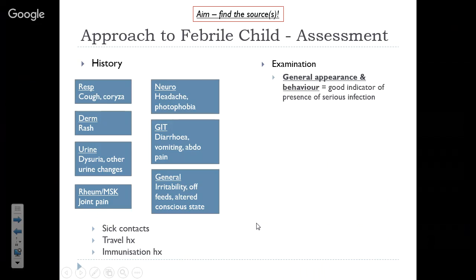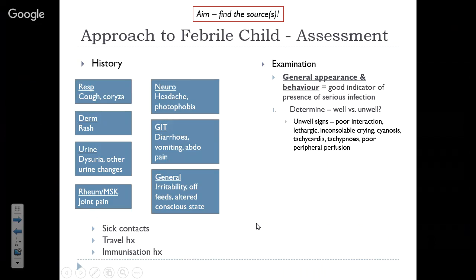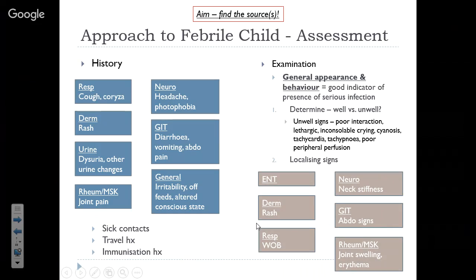Examination-wise, general appearance and behaviour is actually quite a good indicator of the potential presence of a serious infection. You also want to determine overall whether the child is well or unwell, because that will help dictate your management plans and your disposition. Signs of an unwell child include poor interaction, crying, cyanosis, tachypnea, poor peripheral perfusion, and those sorts of things. Again, through examination, you want to examine multiple systems. So do an ENT exam, feel the tummy, have a listen to the chest, and that sort of thing as well.